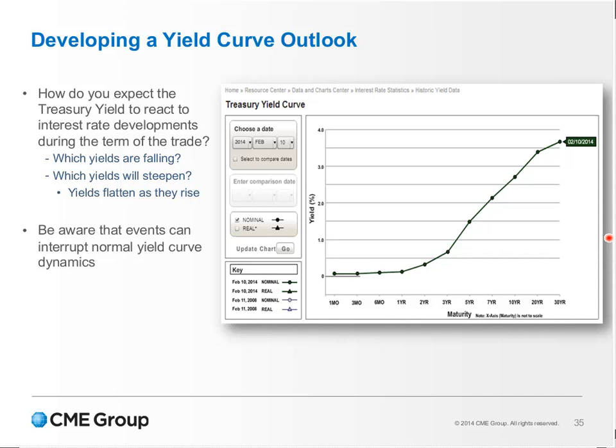It's important to note that from time to time, though, events can interrupt normal yield curve dynamics. For example, the Fed may be in a tightening mode, which would normally lead to a flatter Treasury yield curve. However, if the market concludes that what the Fed is doing will not be enough to control growing inflation, longer-term yields, which are more sensitive to inflation fears than shorter-term yields, may rise more than shorter-term yields do. If this happens, the yield curve could steepen, even though yields are rising.